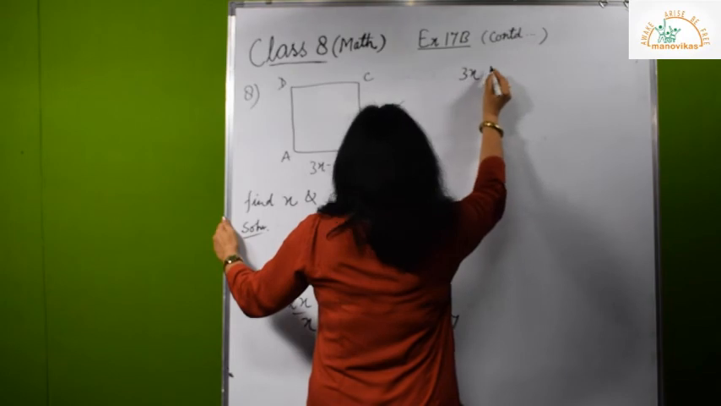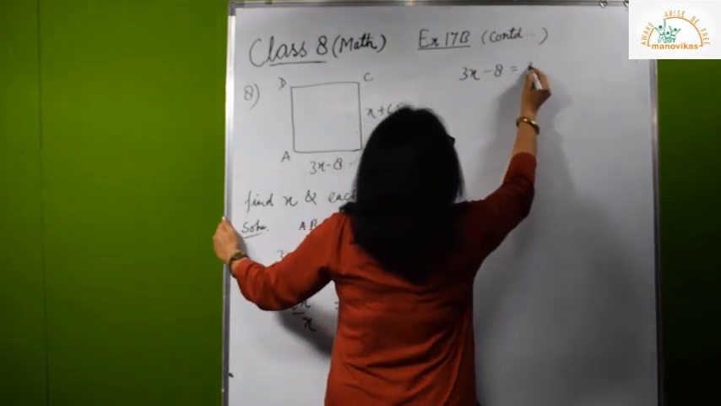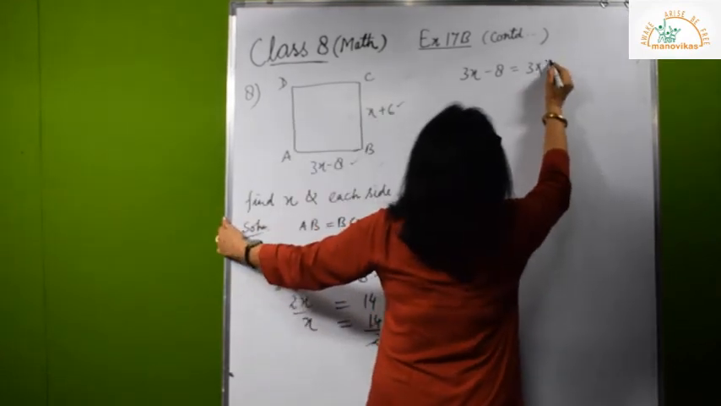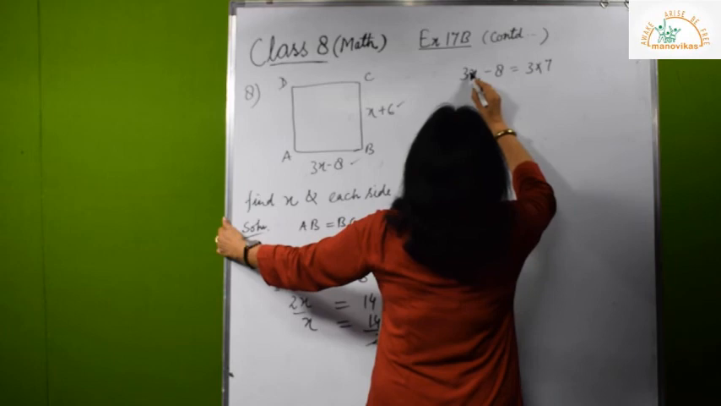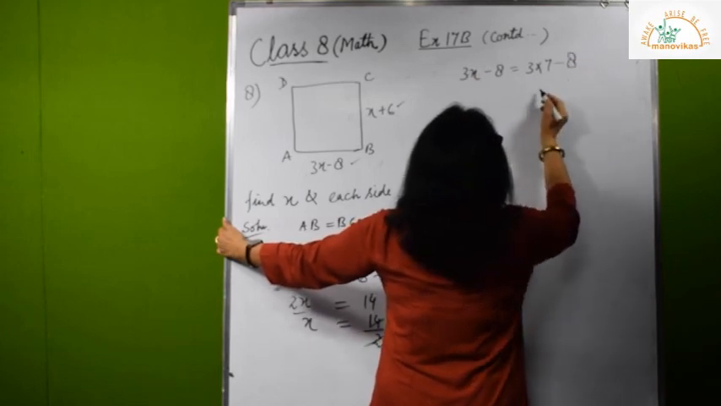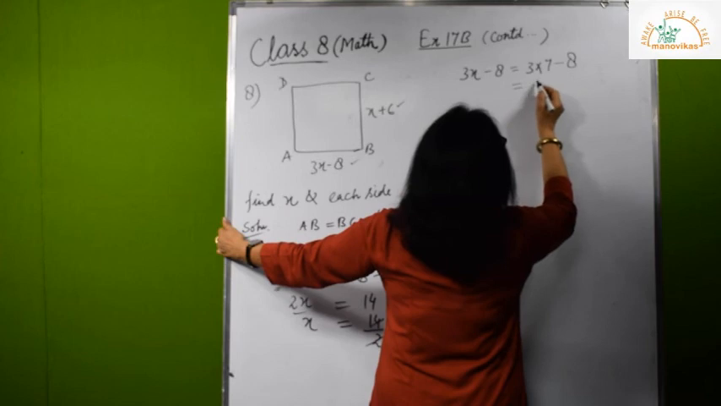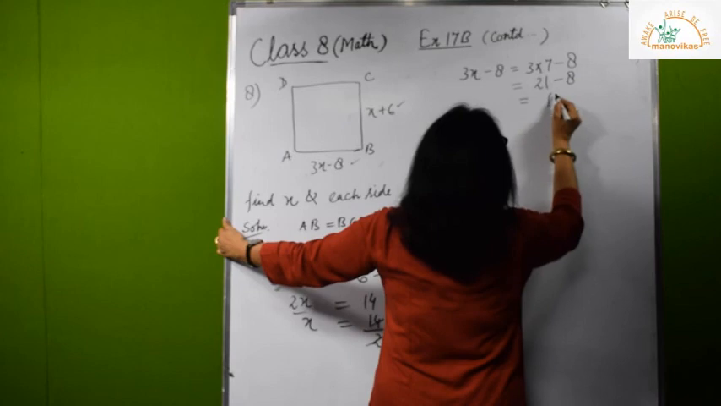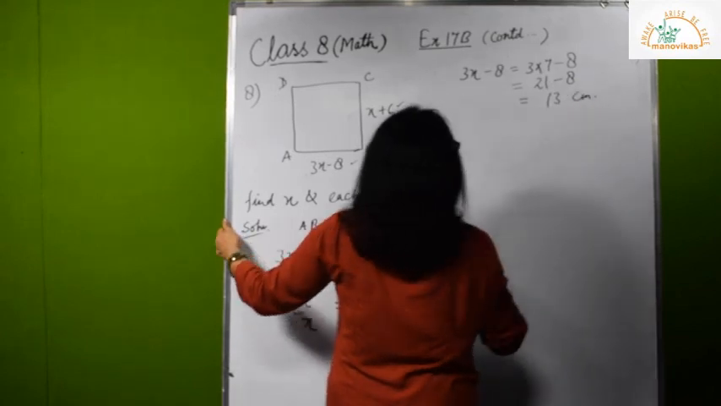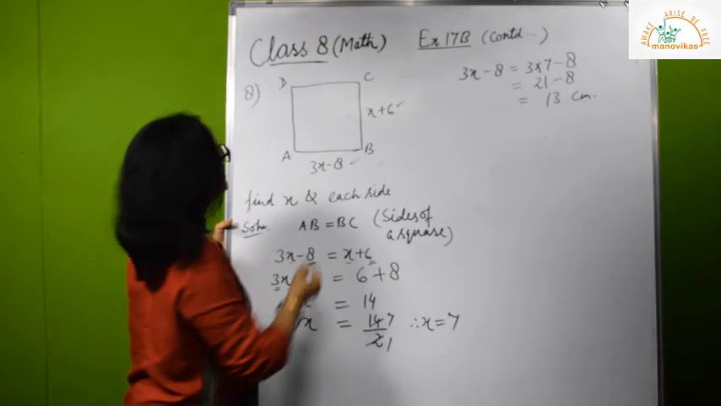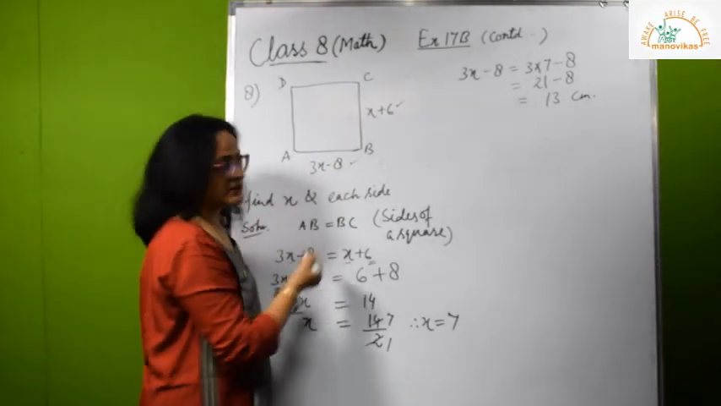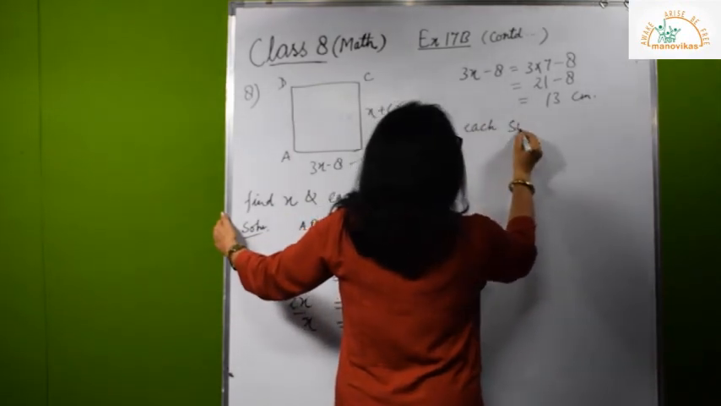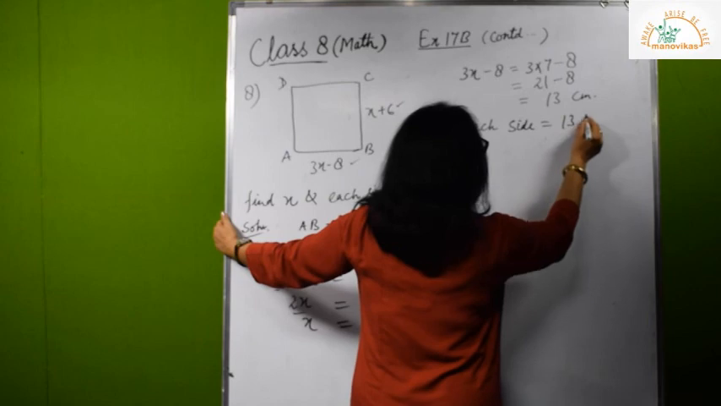3x minus 8, this is equal to 3 into x, where x is equal to 7. So substitute the value of x, 7. Multiply in between, rest everything will be the same. Now according to BODMAS, first multiplication. So 21, 7 3s are 21, minus 8. And this is equal to 13 centimeter. So we got one side as 13 centimeter. That means all the sides are equal to 13 centimeter. Therefore each side is equal to 13 centimeter.